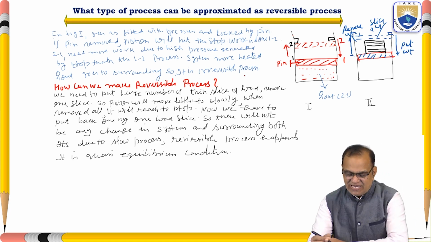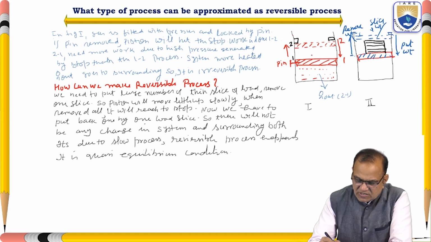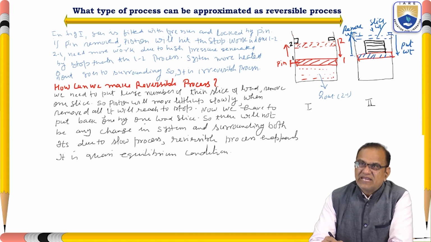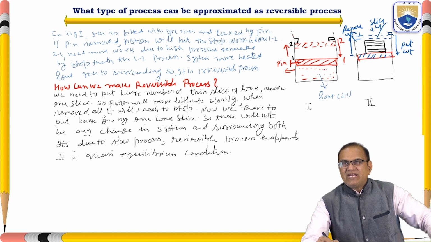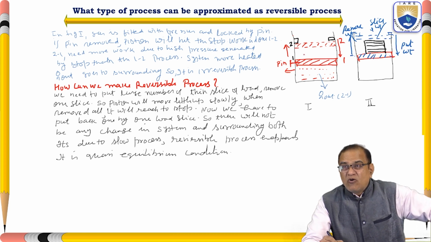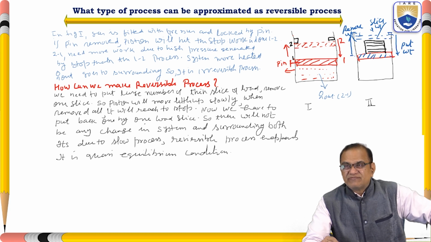So just you can see here that here is a piston, here is the cylinder, here you have the high pressure, here there is a pin. You remove this pin, then what will happen? This pressure will force the piston to come from state 1 to state 2. But here is a stop. This stop makes the pressure increase.